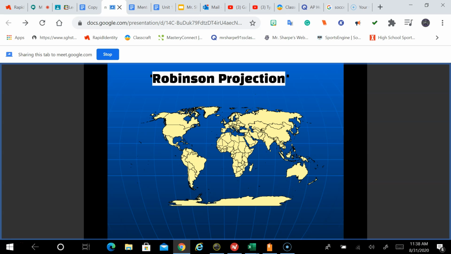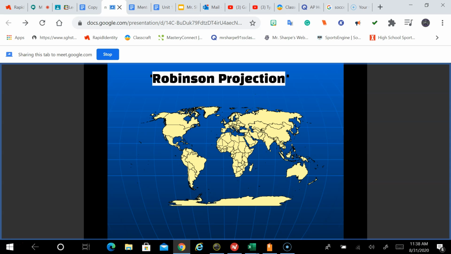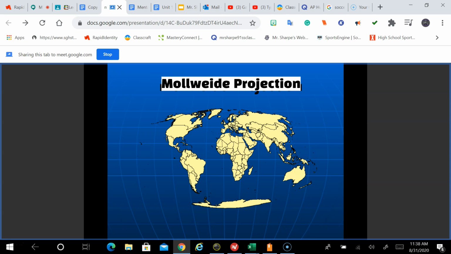So now, hold on a second. These are the last types of pseudo-cylindrical maps that we're going to discuss. The Molleweide projection, sorry, and then the Robinson projection, and then we're going to go into our interrupted projections next.